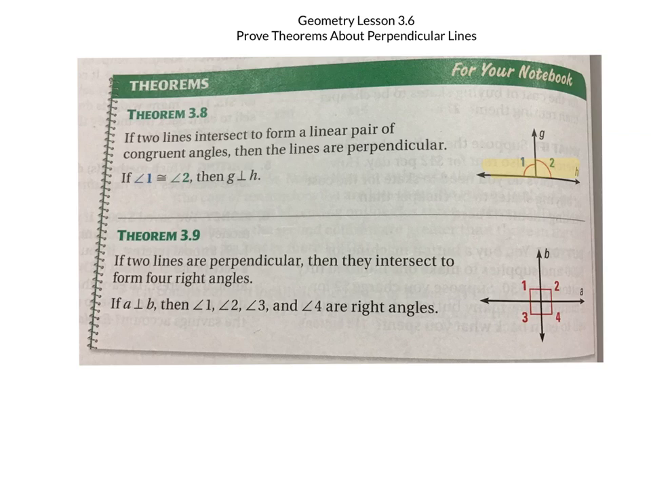Okay, Theorem 3.9 says if two lines are perpendicular, then they intersect to form four right angles. Okay, the key there is if they are perpendicular. So you have to have at least one of those little red boxes showing that it's a 90-degree angle. Then you'll know that all four of them are 90-degree angles. Any questions about those theorems? All right, so let's look at an example.